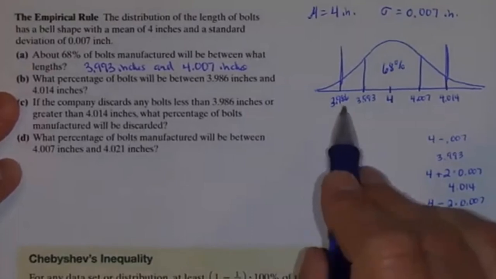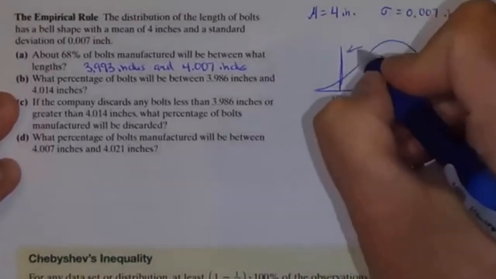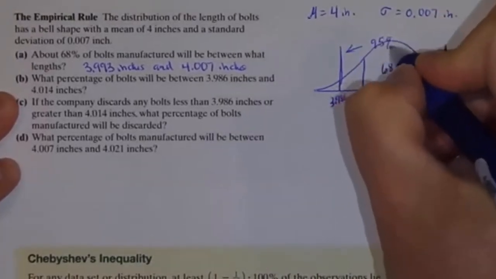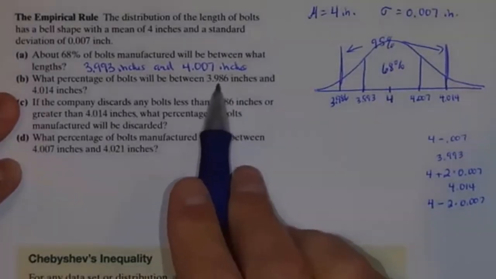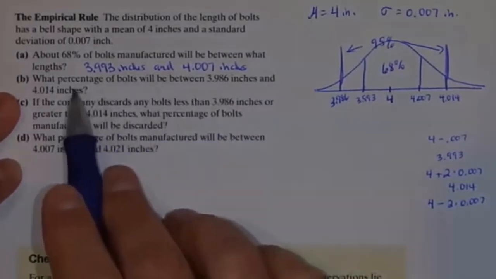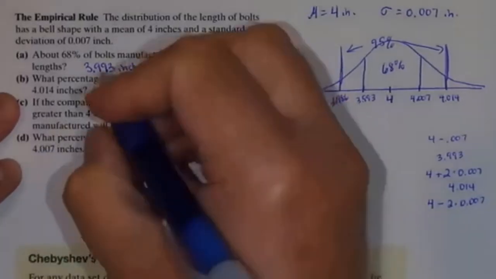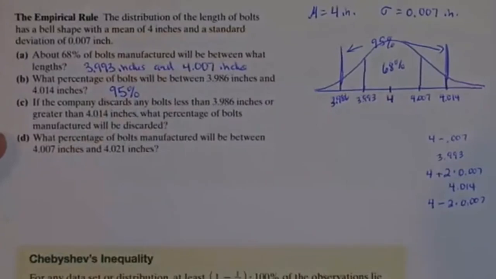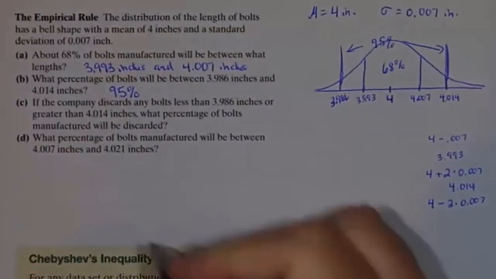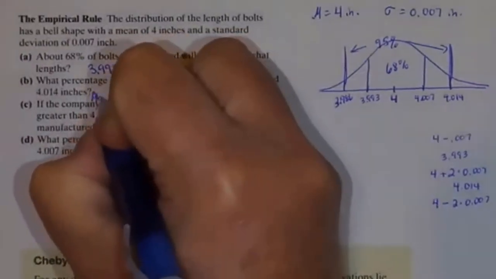So from here to here is going to be approximately 95% of the data. Approximately 95% of the bolts produced are going to be between the lengths of 3.986 inches and 4.014 inches. So the answer to the question, about 95%. I really should say about.